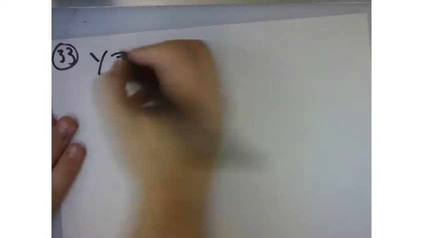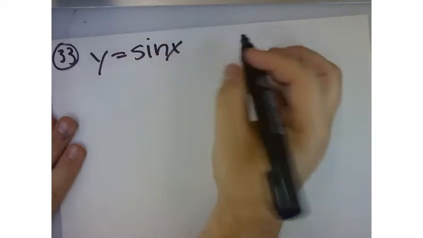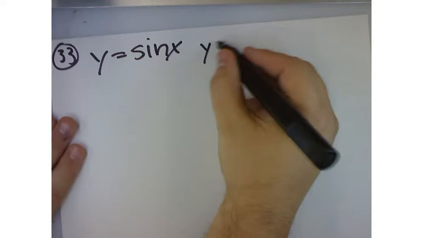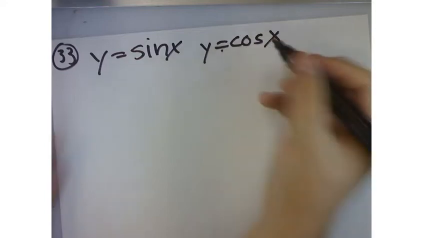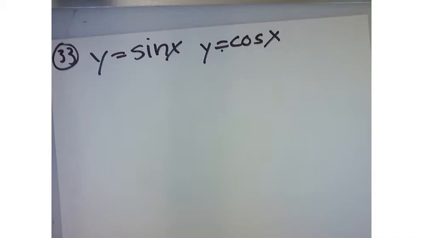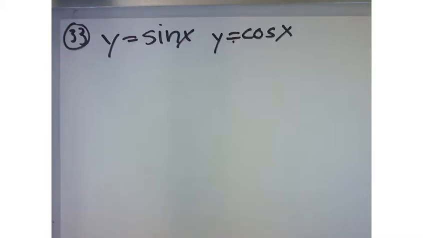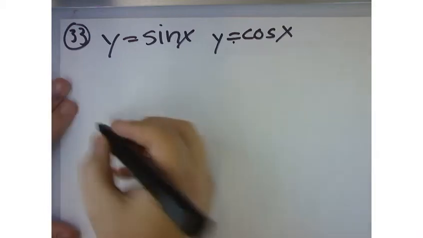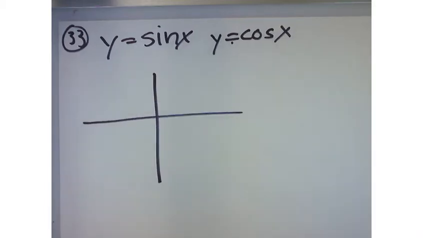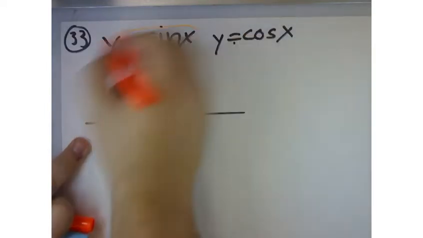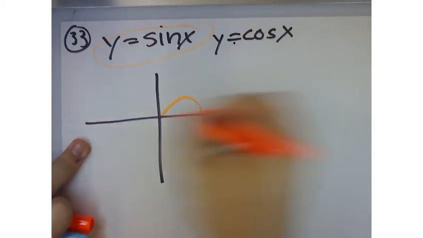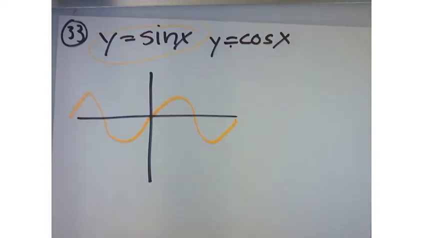It says the graph of y equals sine of x and y equals cosine of x in the same viewing window, which function could be the derivative of the other? So, I'm not going to graph this. But sine of x looks like this. Well, I'm not going to graph it on my calculator, but that's what sine of x looks like.